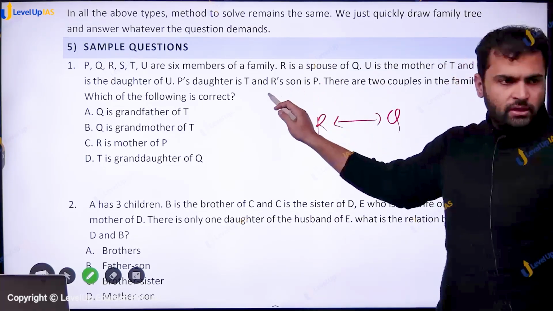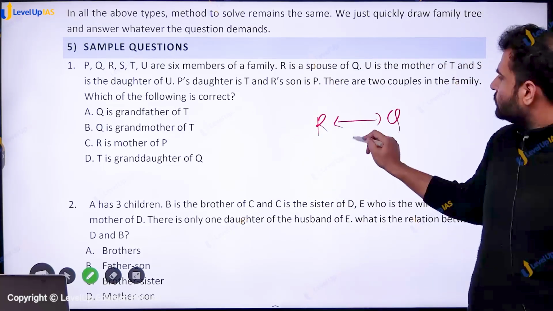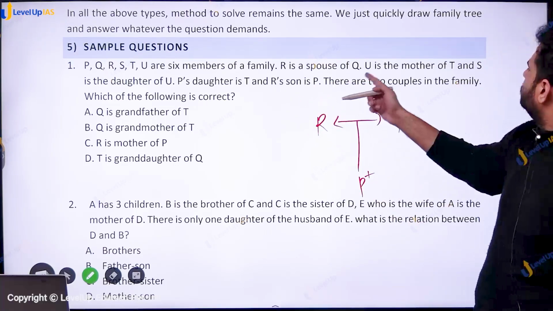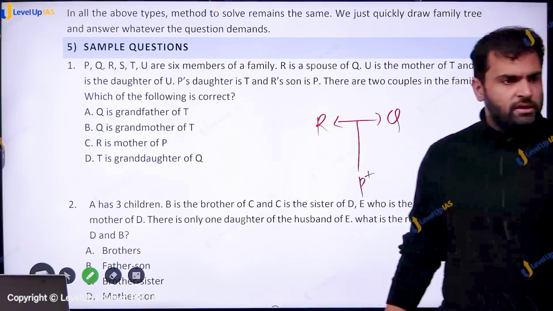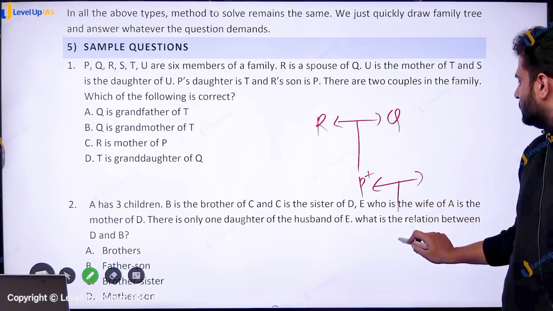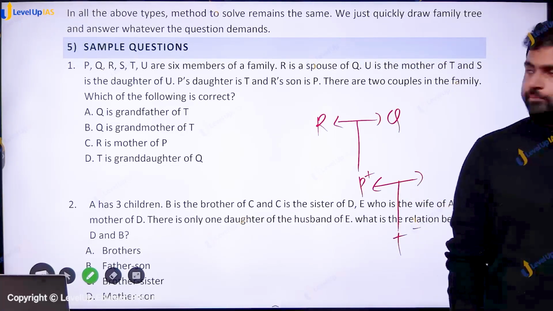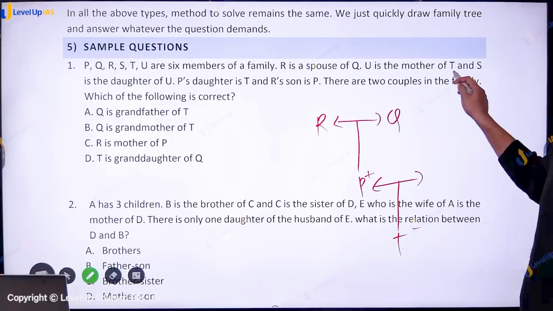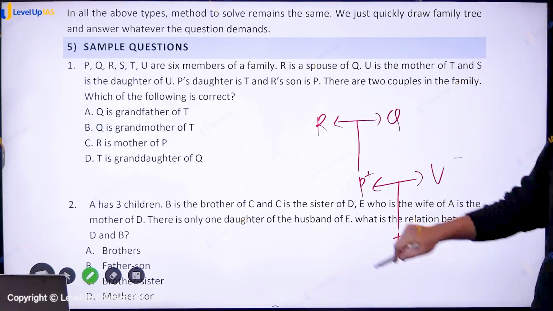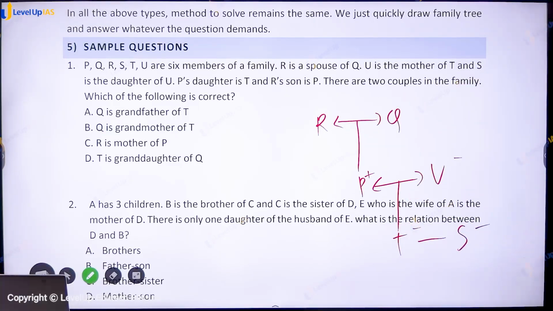R यहाँ पे information कुछ है, R's son is P, right? Now let us go to P's information, P's daughter is T, right? Then we have T, U is mother of T, so U has to come here, and S is daughter of U, S is also daughter of U. We are done. These are 6 people in the family.